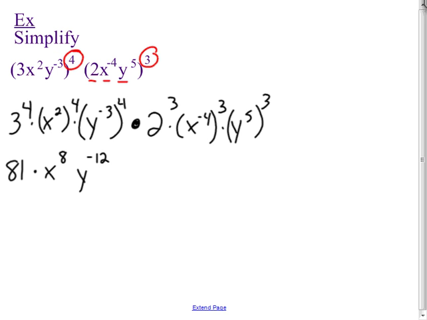Depends on the problem. Sometimes I'll do the negative first. Sometimes I'll wait on it. So just be careful with which way you're doing it, and make sure you understand why you can do it or why you can't do it. Then I look at 2 to the third, and that gives me 8. X to the negative fourth to the third is x to the negative 12th. And then y to the fifth to the third is just y to the 15th.